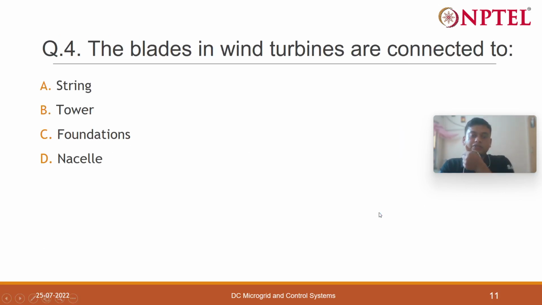And the next question comes from the wind power system. The fourth question is, the blades in wind turbines are connected to. First option is a string, second option is tower, third option is foundations, fourth option is nacelle. You might be familiar with these terms, so you can try, and I can see your answers in the chat box.